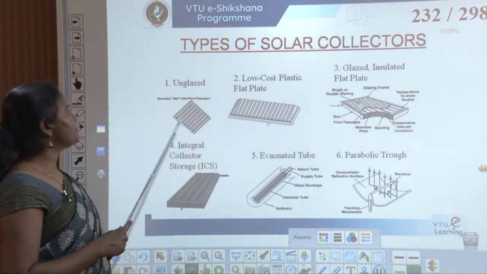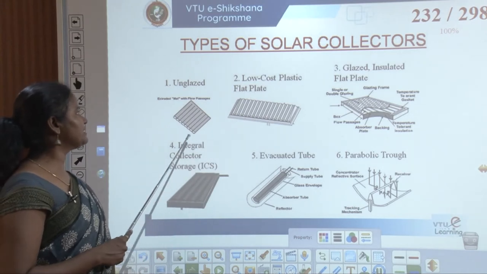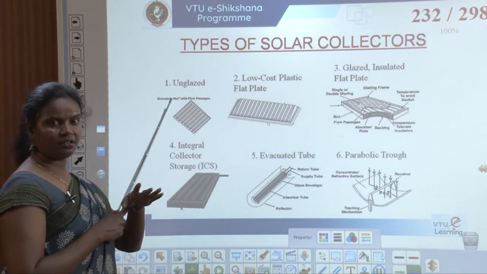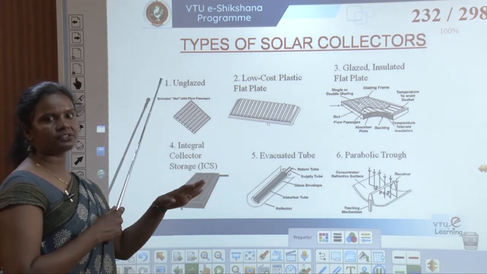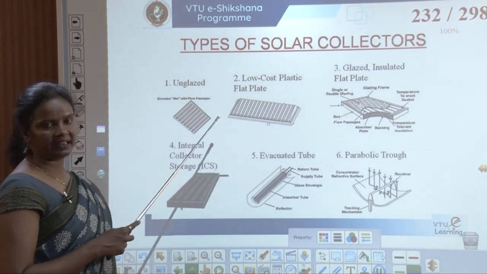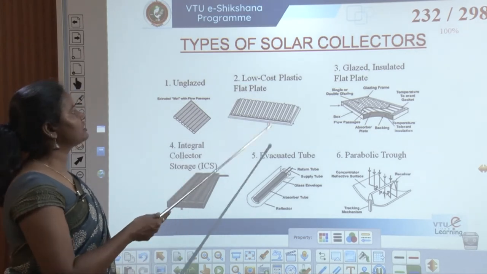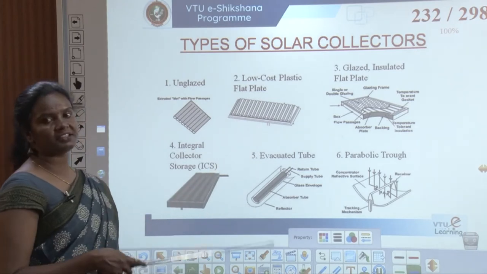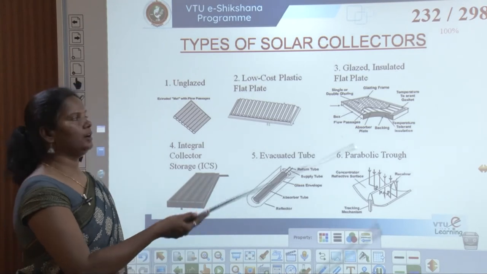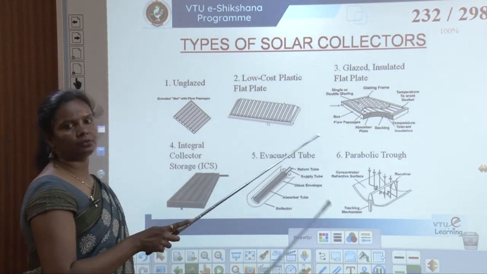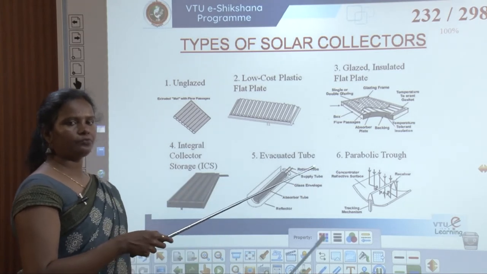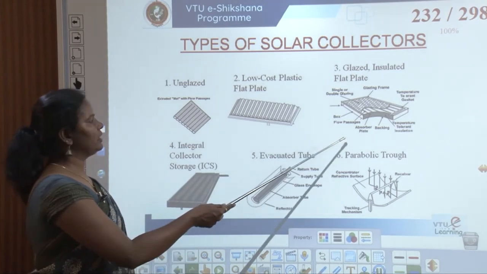So one is unglazed. It looks like an extruded mat with flow passages. It's unglazed; there is no glazing or covering surface on top of the collectors, so directly it can be used. Then there is the low cost plastic flat plate. Instead of glass, which we generally see now, there is one more low cost option, where a plastic flat plate is covered on the solar collectors.